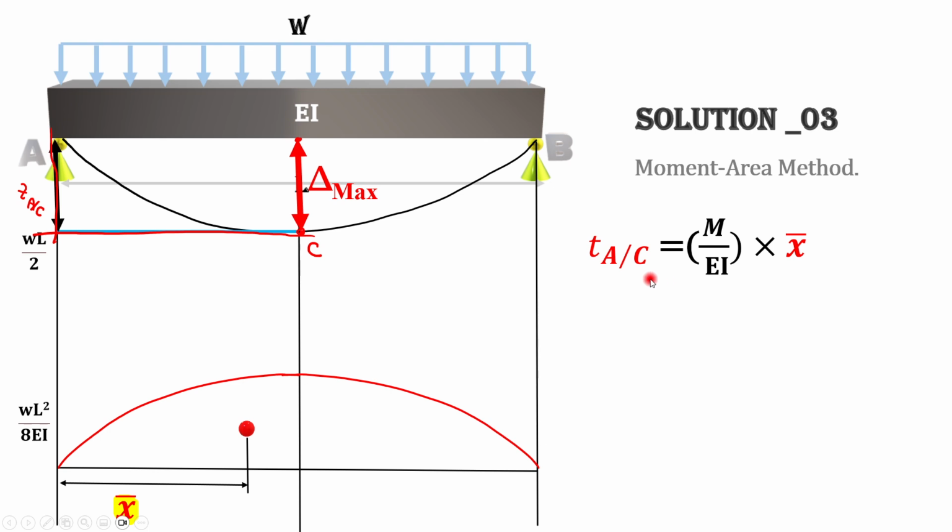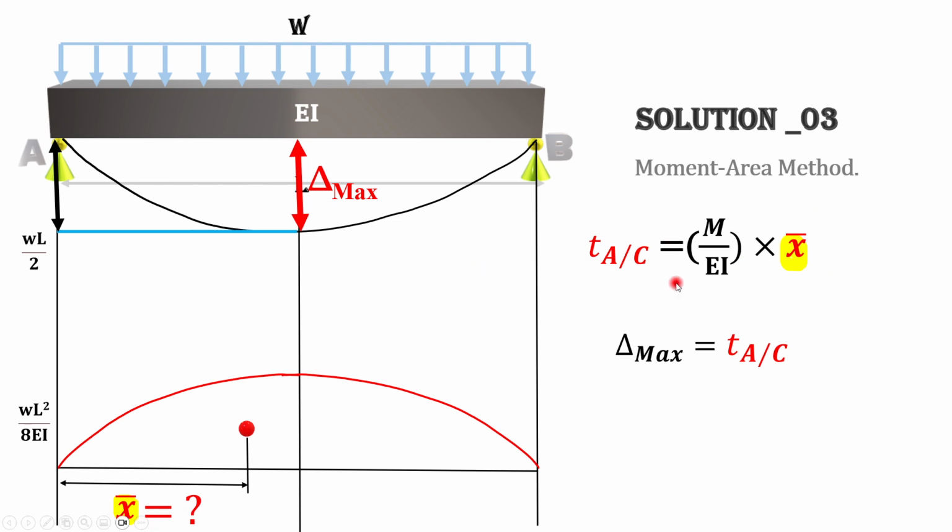So T A over C, based on the second moment area theorem, the tangential deviation of A with respect to C is nothing but the area under M over EI times X bar, and X bar is calculated from the first point, which is A here, from the vertical line. So if this is our case, you can see delta maximum is exactly like T A over C. So we are looking for X bar.